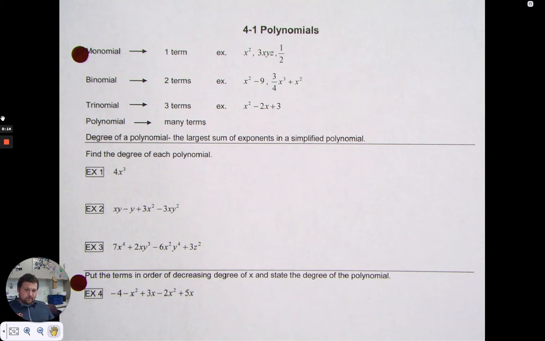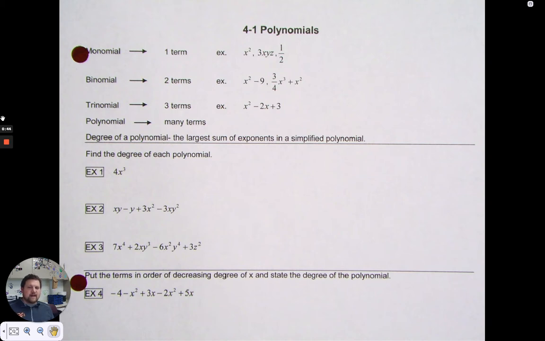So to start off with, like I said, we're going to talk about the very basic building blocks. At the most basic point, a one term polynomial is known as a monomial. Remember, when we're dealing with polynomials, addition and subtraction signs are what separate terms. So if you have a monomial, that means you're only going to have one term, which means you have no addition and subtraction signs.